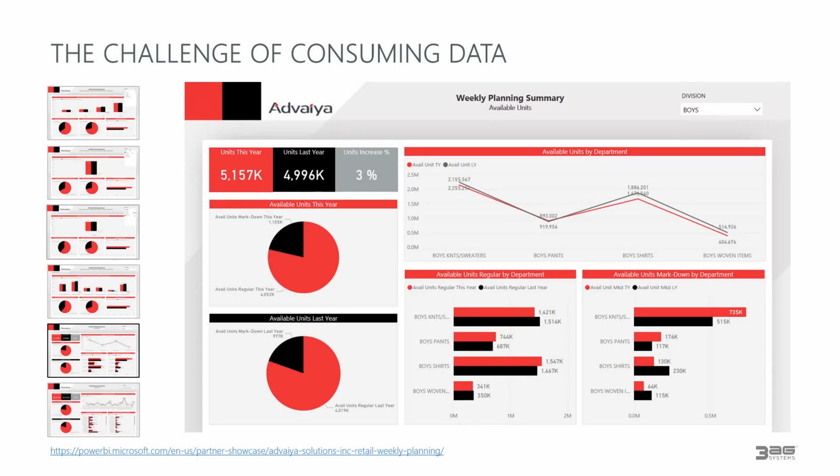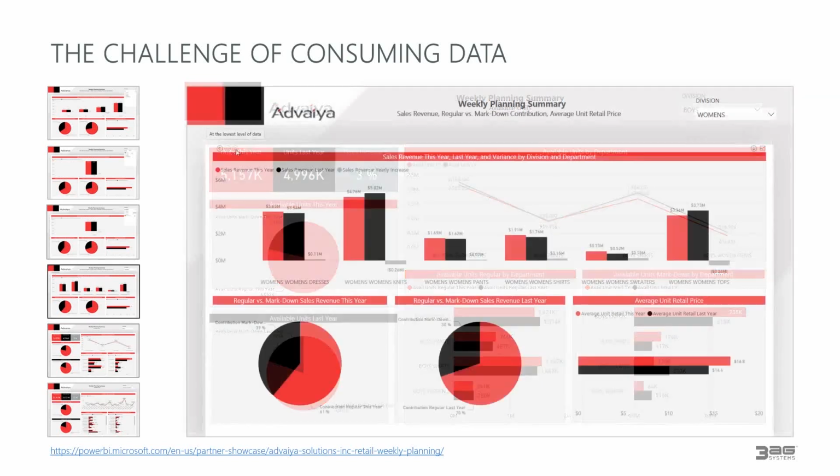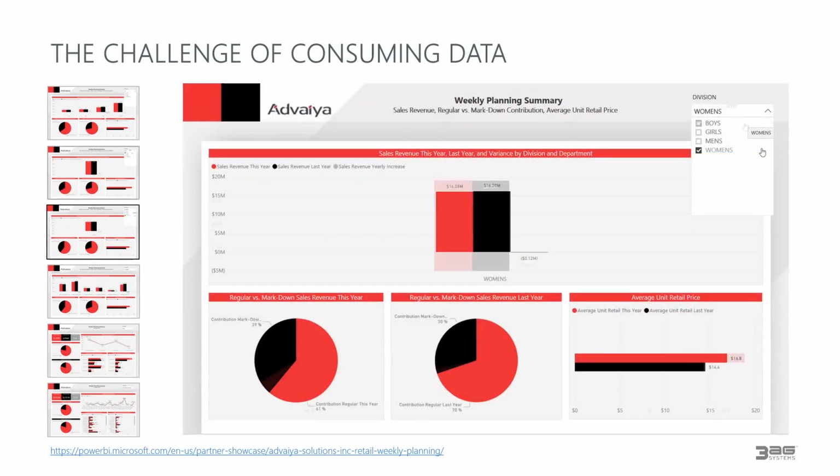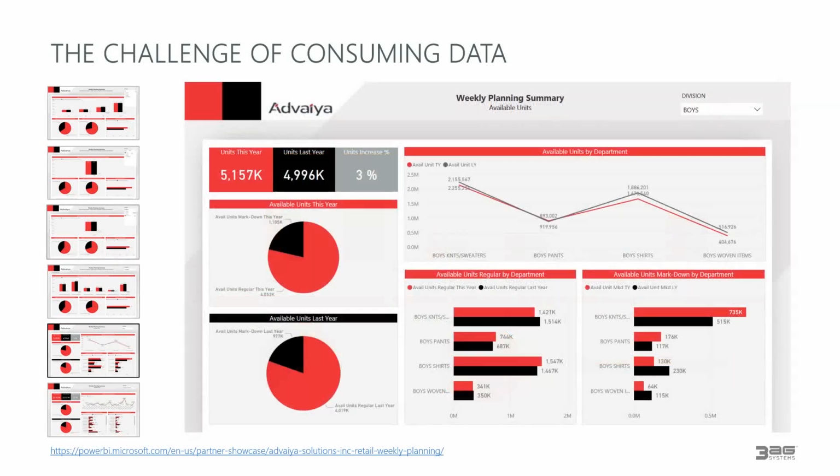Now, there's a lot of information that is being presented here, and things can get hairy very quickly. The first thing that you may notice is the filtering. Toggling data back and forth between the different divisions makes it harder to compare and contrast the different divisions.